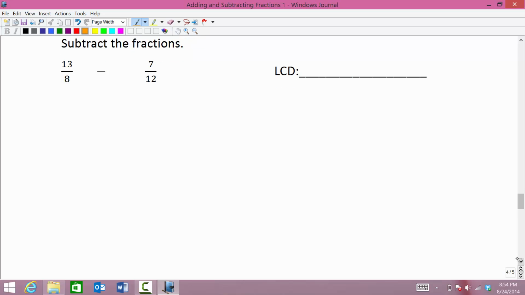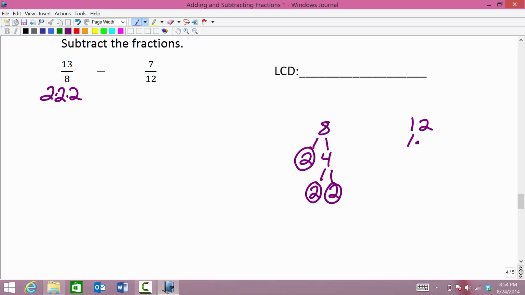Okay, our denominators are a little bit smaller, but we still want to subtract. 13 over 8 minus 7 over 12. We want to find out what our lowest common denominator is. Let's break up 8 into prime factors. 8 would be 2 and 4. Keep our 2. 4 would be another 2 and 2. And 12. 3 times 4. Keep the 3 because it's prime, and then 4 breaks up as 2 and 2.